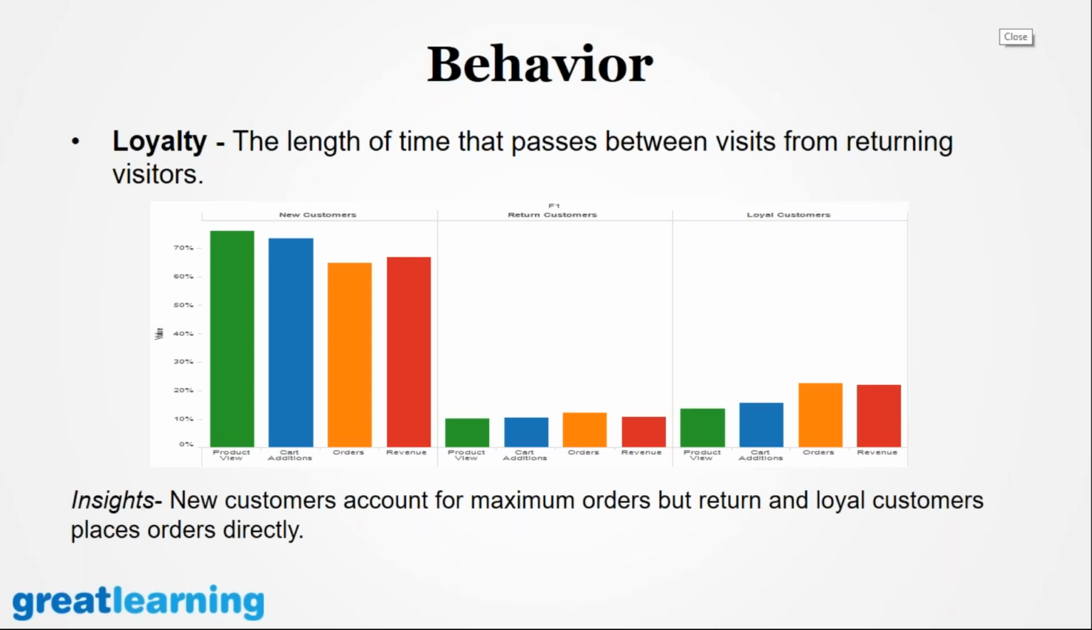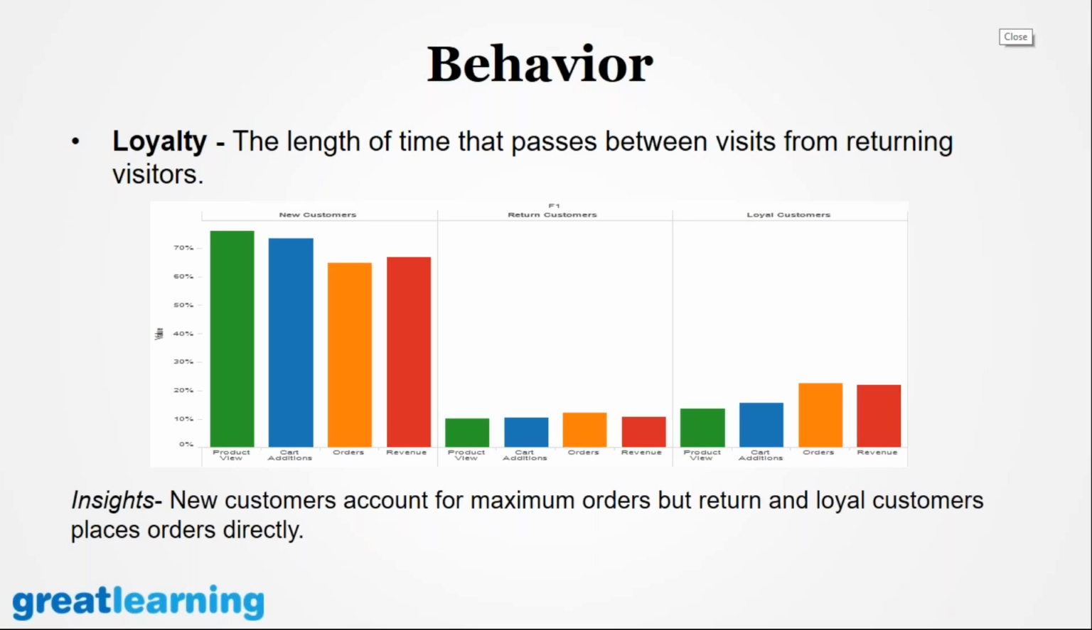Loyalty, the length of time that passes between visits from returning visitors. A new customer, a return customer, and a loyal customer. New customers account for maximum orders, but return and loyal customers place orders directly. So what that means is, new customers: the product views, cart additions, orders, and revenues. Of course, whenever a new customer is coming, maybe through an acquisition from an advertisement or coming directly to the website, the revenues are more.